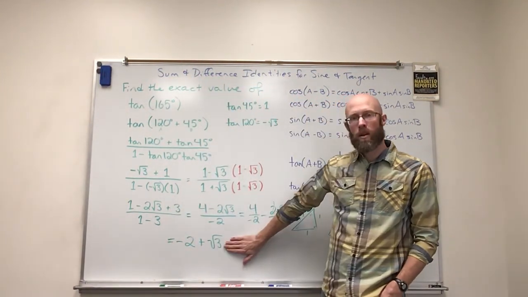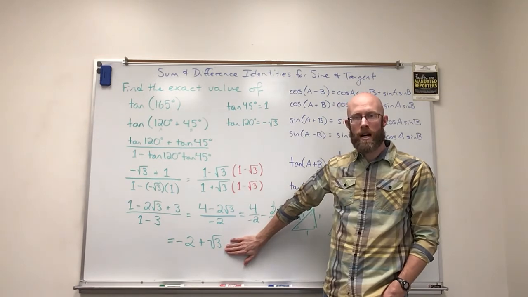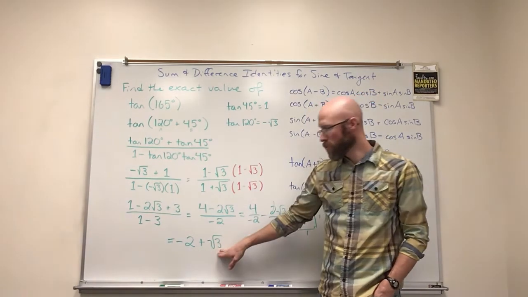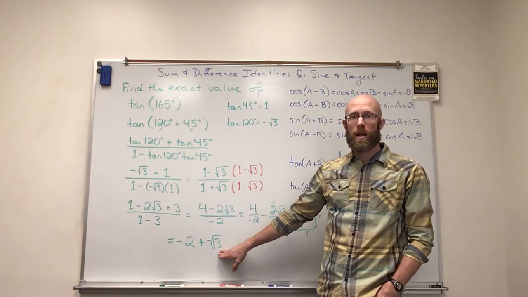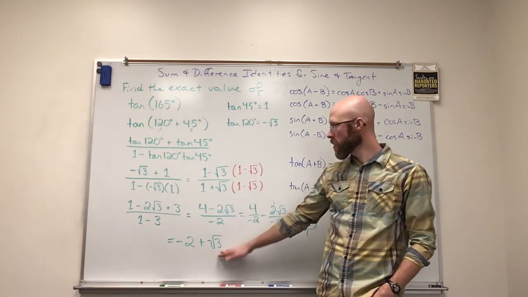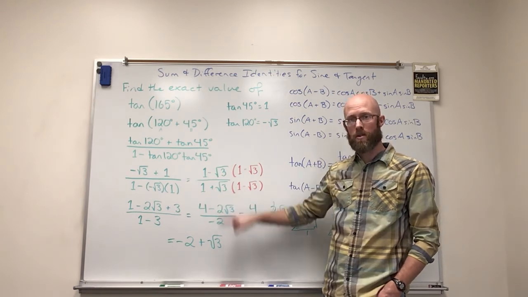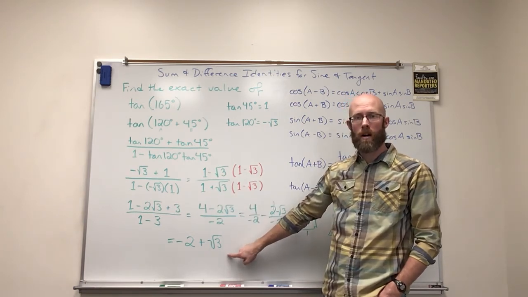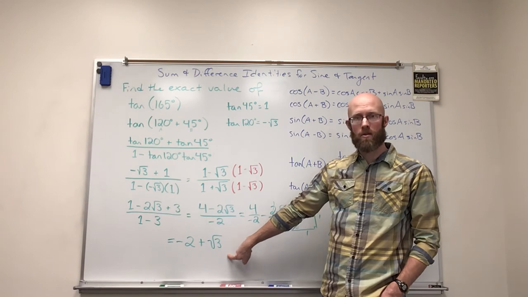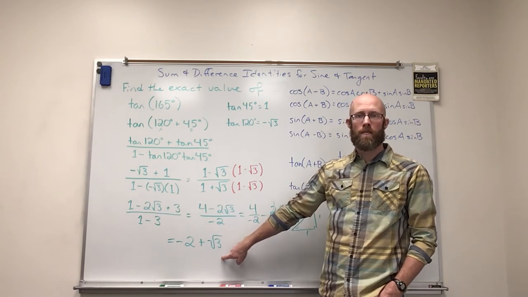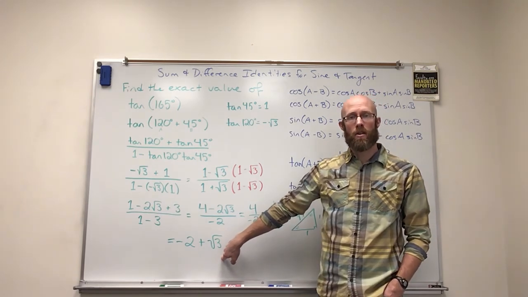Again, this is with the denominator rationalized. Obviously, negative 2 plus root 3 is a much nicer expression than 1 minus root 3 over 1 plus root 3. Okay, so this is what we'd be looking for as an answer, this simplified version with the denominator rationalized.